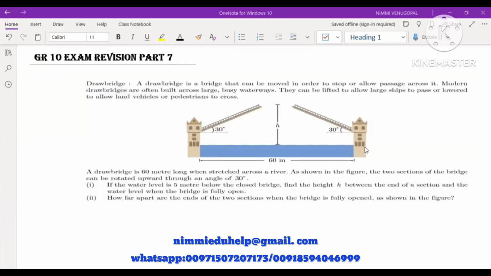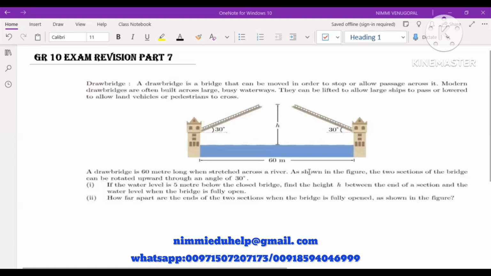Today, we are going to discuss a section E type problem from the chapter Trigonometry Application. Let's read the question first. Drawbridge. What do you mean by a drawbridge? A drawbridge is a bridge that can be moved in order to stop or allow passage across it. Modern bridges are often built across large busy waterways. They can be lifted to allow large ships to pass or lowered to allow land vehicles or pedestrians to cross.